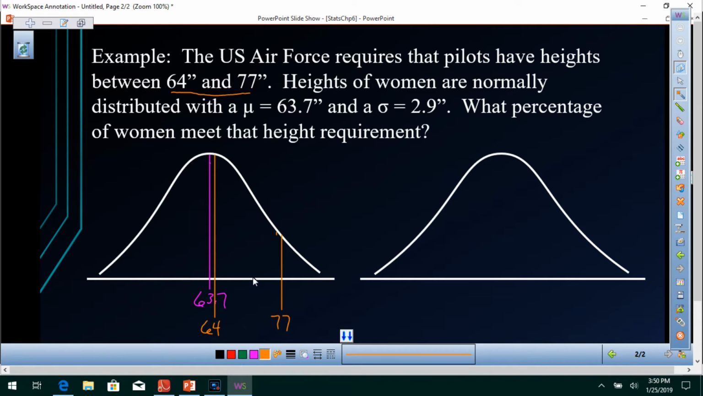First, let's do it the Z method. We have a mean of 0, and so we would have to convert all of these over. Z would be 64 minus 63.7, divided by 2.9. So let's try that.